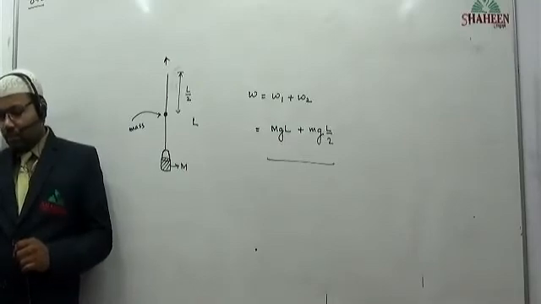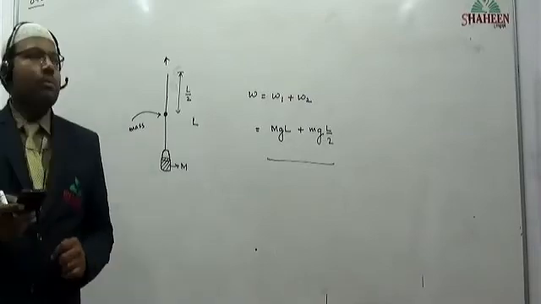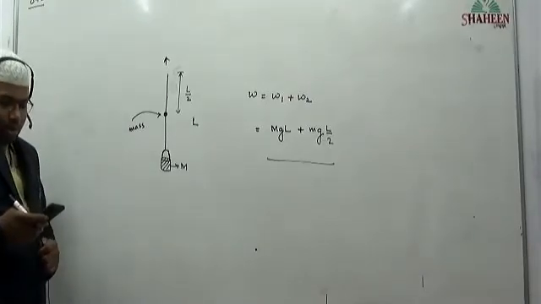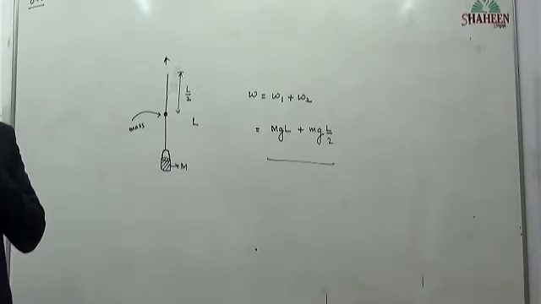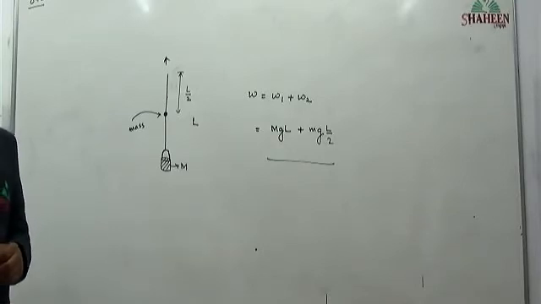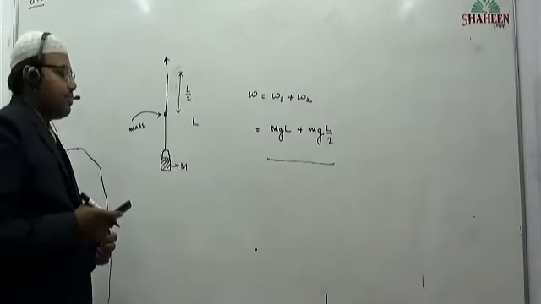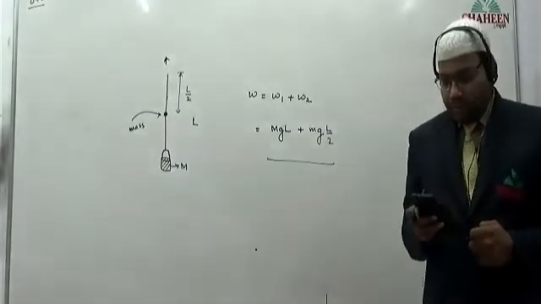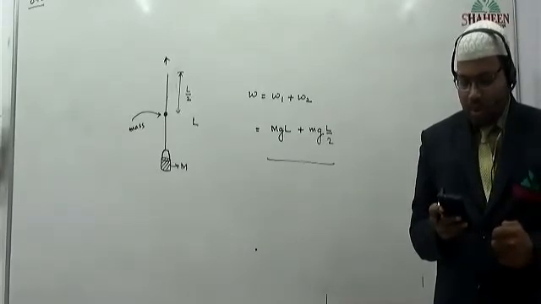A body A with momentum P collides with another identical stationary body B, one dimensionally, during the collision.